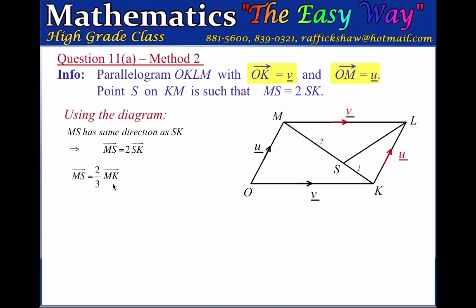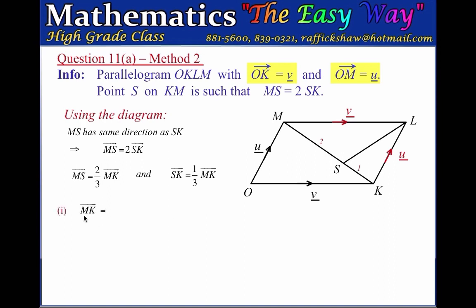MS is 2/3 MK, that is MS is 2 out of the 3 parts of MK, and SK is 1/3 of MK. That is it. SK is 1/3 of MK. And with this information, we can basically now use a diagram to see how we go from point to point going along these vector directions that we know. So we're at the stage now where we can actually look at answering questions.